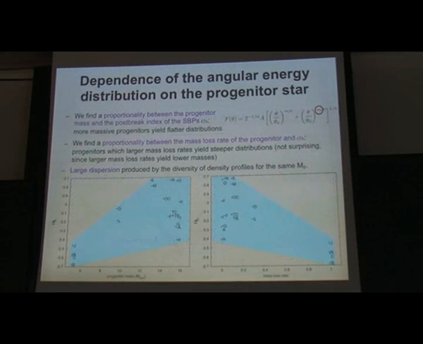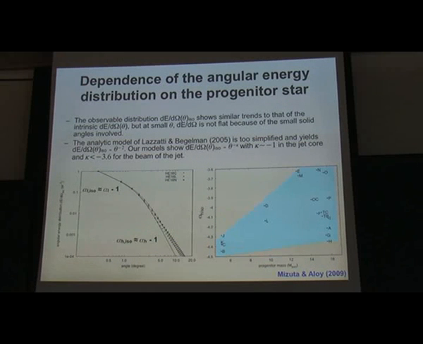Now, when you look at the equivalent isotropic energy per unit of solid angle, so what you would probably observe, the distribution changes a bit. You don't have this flat core, instead you have a core that goes like a power law of -1, so this is the pre-break power law index, and the post-break power law index is also a bit steeper. So we have only a little bit of consistency with the analytic model of Lazzati and Begelman, which claims that the isotropic equivalent energy is proportional to theta to the -2.